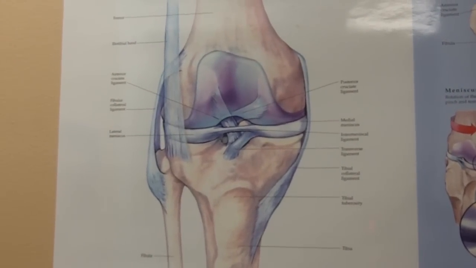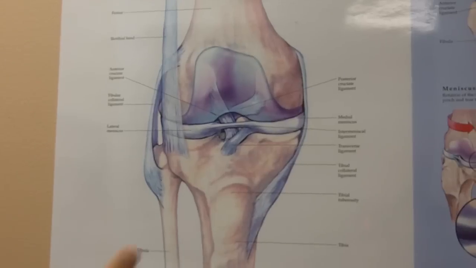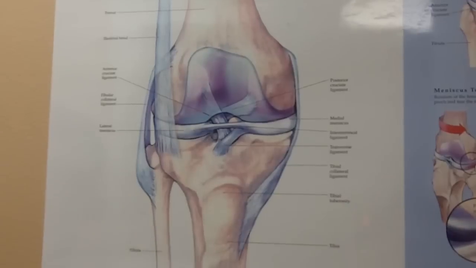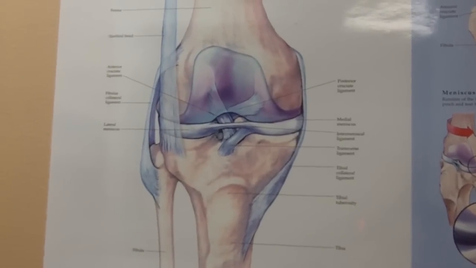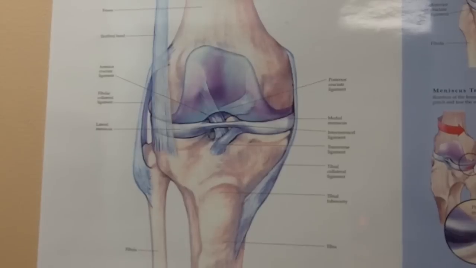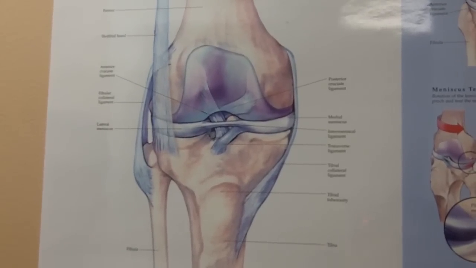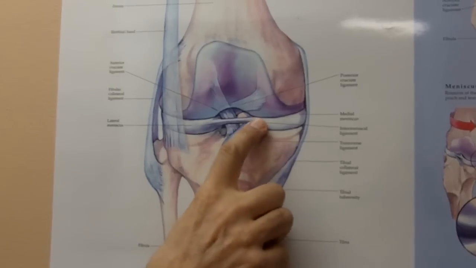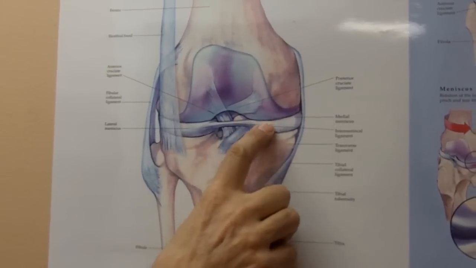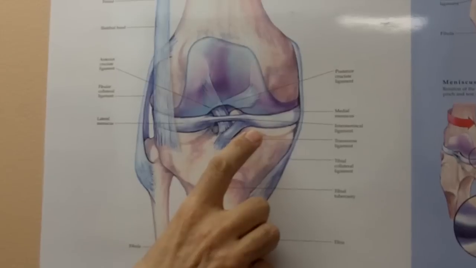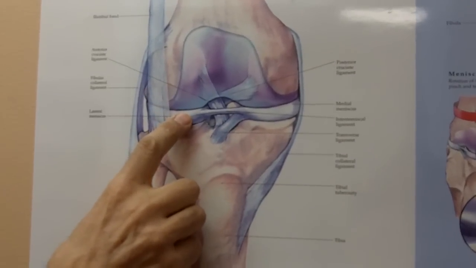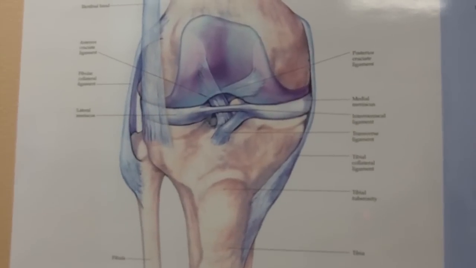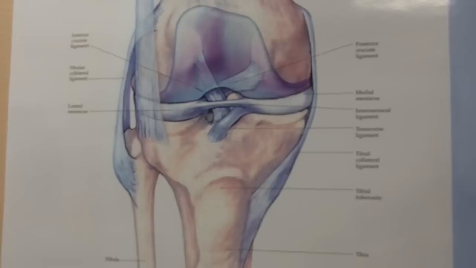Now, what you don't see in this view is the kneecap, but it is situated right here, and it is called the patella. The reason you don't see it is it's removed so that we can look at the structures that are deeper to the patella, specifically the meniscus. Let's look at the menisci. This is the medial meniscus, the meniscus that is at the inside part of your knee, and this is the lateral meniscus, the meniscus that is at the outside part of your knee. These menisci are C-shaped rings of cartilage.